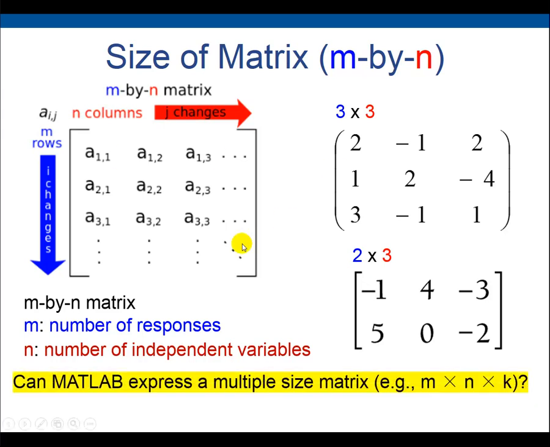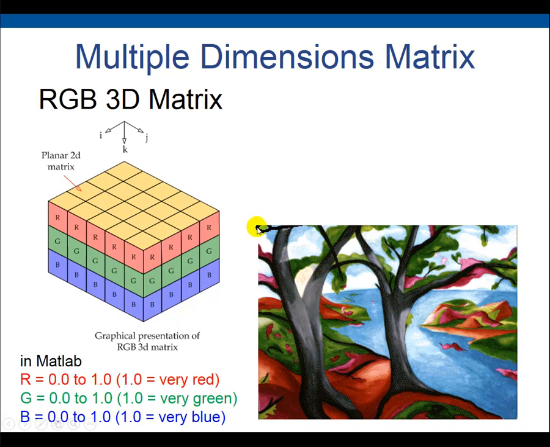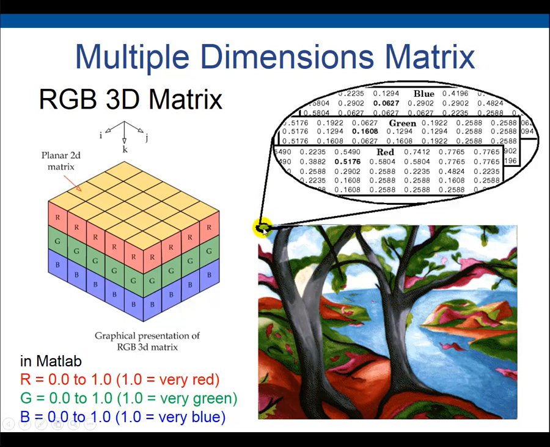So can MATLAB express a multiple size matrix such as m by n by k? It's a three-dimensional matrix. Sure, we can make it. So this is an example. This is a beautiful image here, with various colors. Here we can circle an area, and we can see this area is expressed as a number. We call this an RGB matrix.